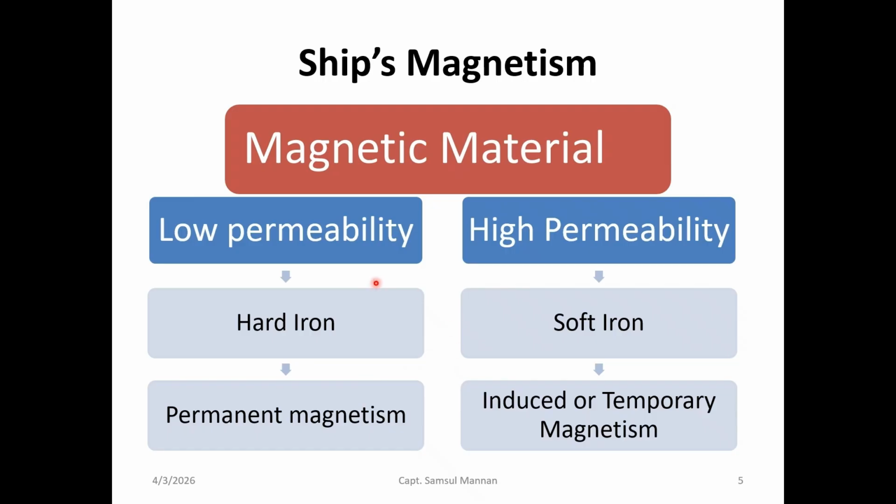So as per the previous slide, we can say that hard iron is susceptible to permanent magnetism, and we call hard iron a low permeability magnetic material, whereas soft iron is susceptible to induced magnetism, and soft iron is called a high permeability magnetic material.